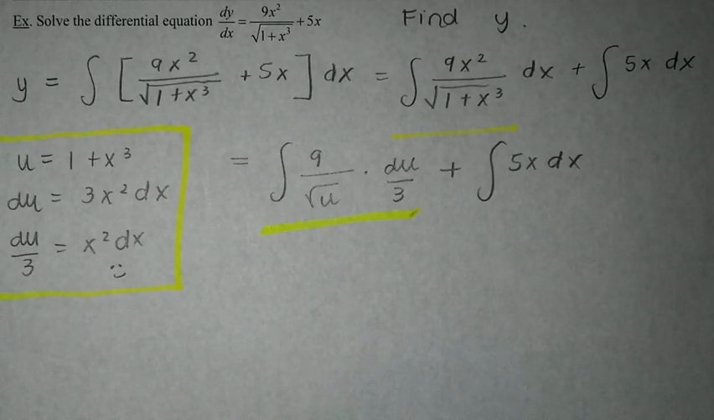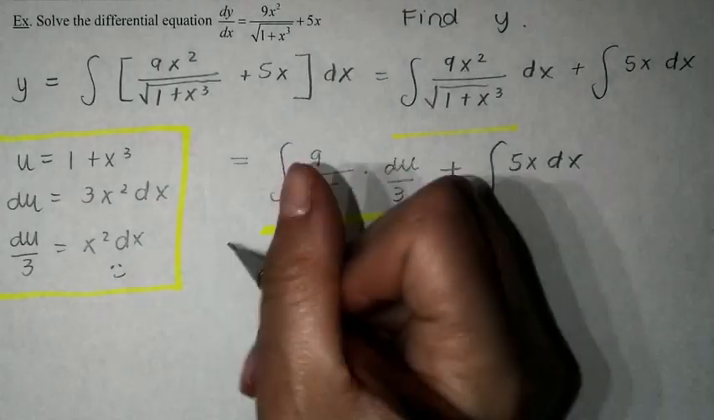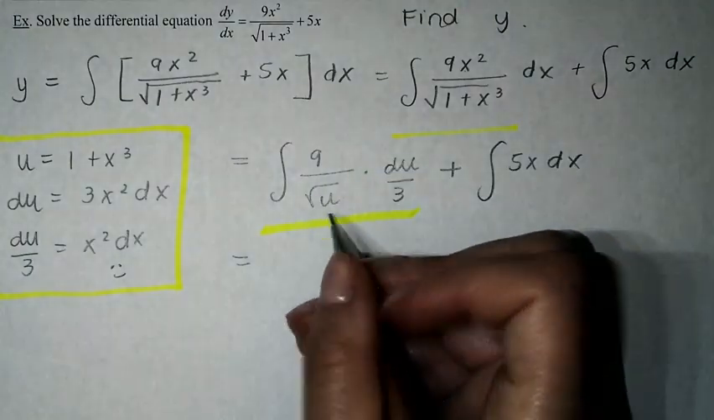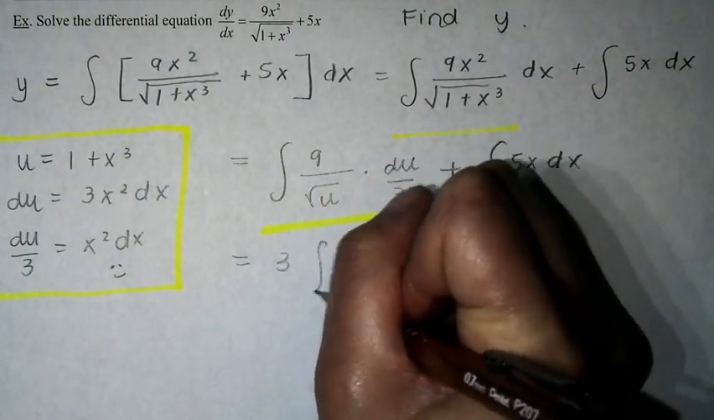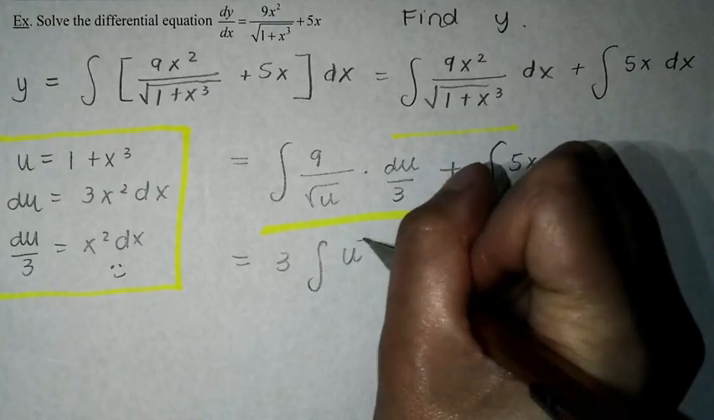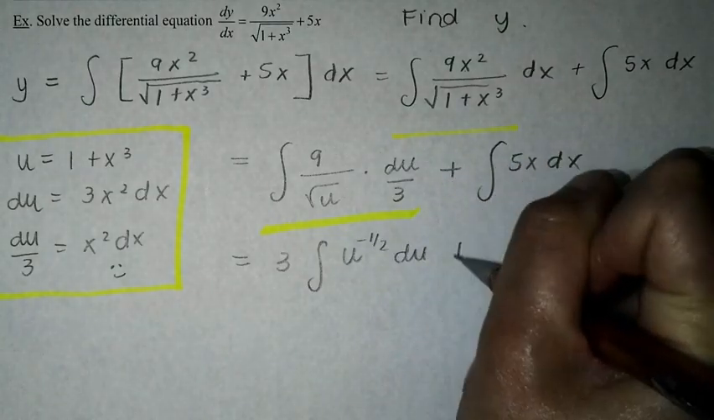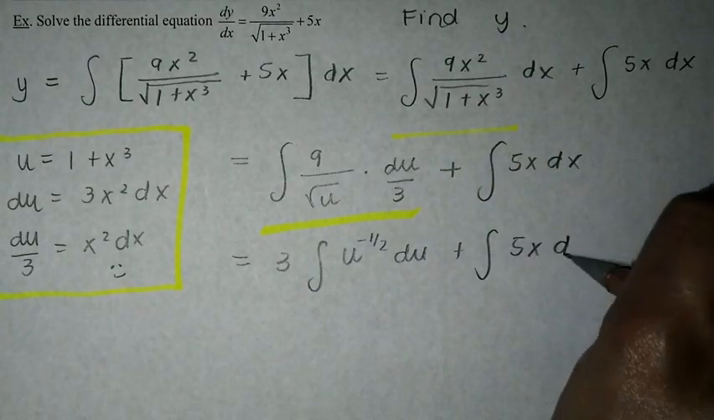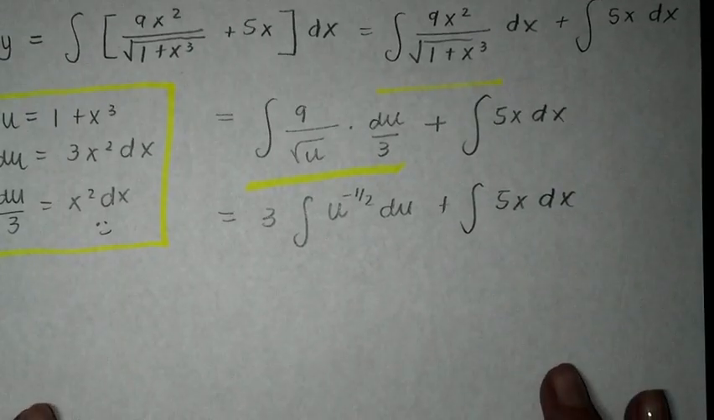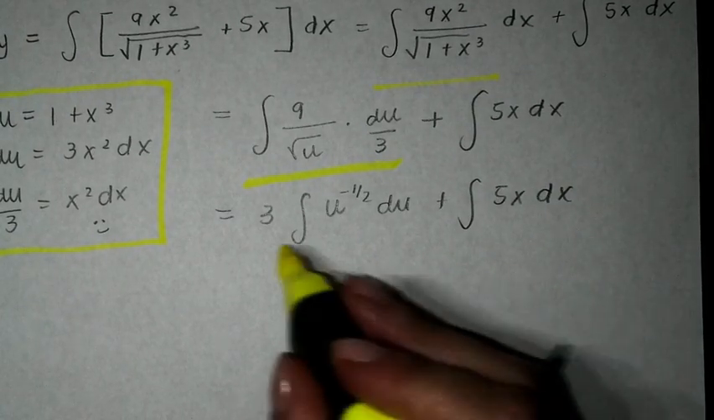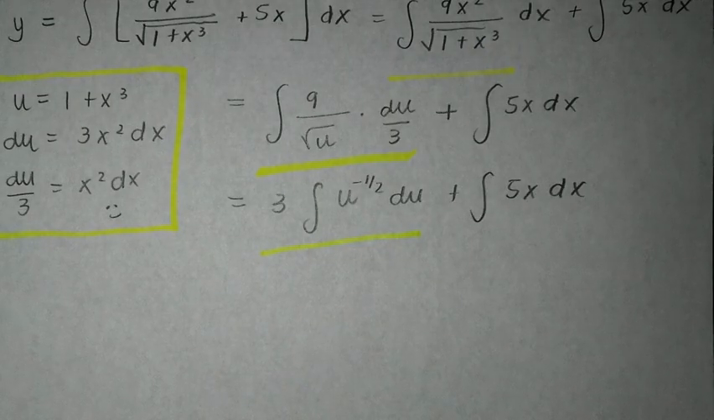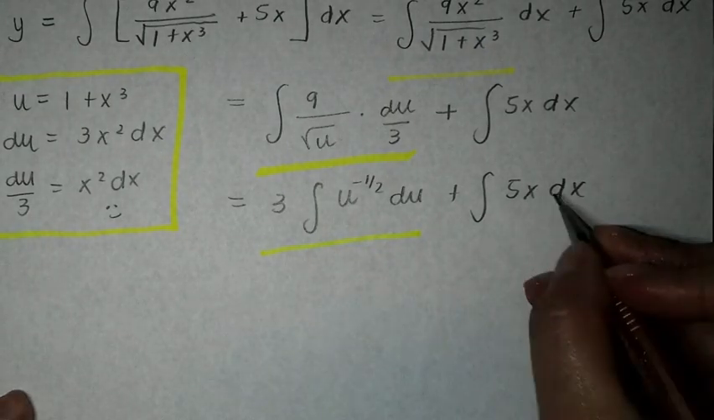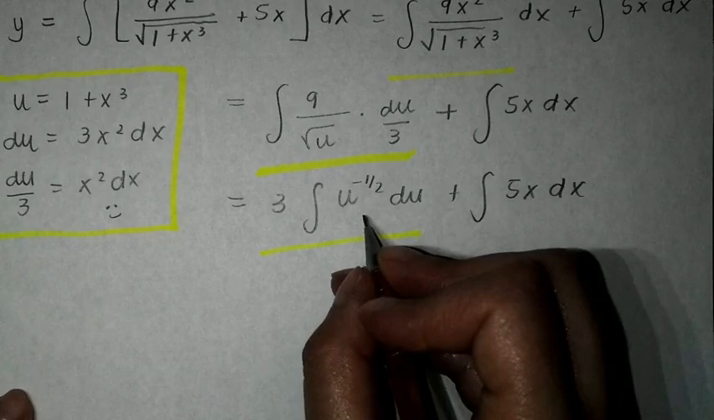So you're happy because you see the light at the end of the tunnel here. What do you see? We see that this is 3 times the integral of u to the power of -1/2 du, plus this one that we keep the same. You can integrate it or not, but I'm keeping it the same so you understand that I'm not doing anything to that one. So look at the yellow one. This one becomes as easy as this one.